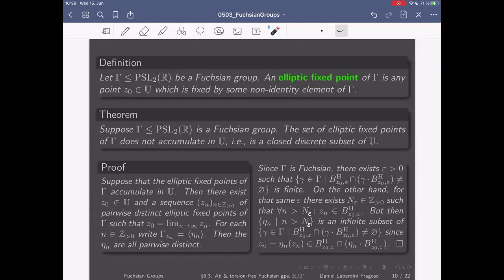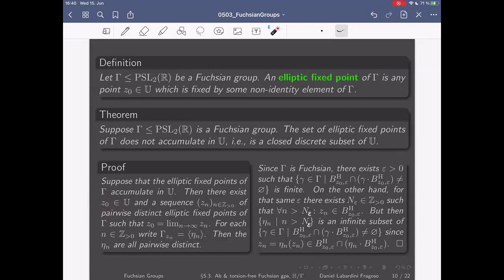And to prove that, we assume that they do accumulate, and that means that there's some point in the upper half plane. So this one actually doesn't have to be a fixed point, right? There's some point in the upper half plane, and a sequence of pairwise distinct elliptic fixed points, such that they get closer and closer to this point, Z0.